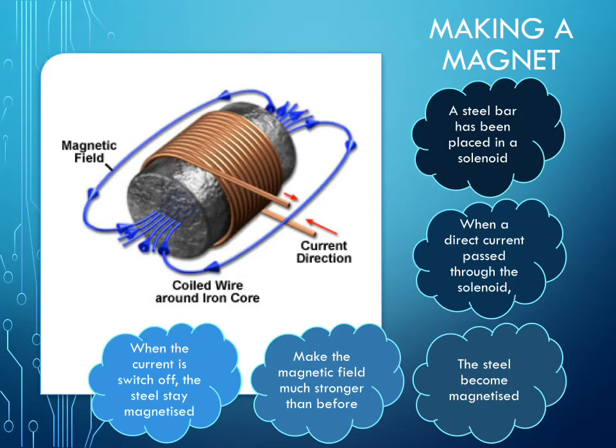So there are many methods of making a magnet. Okay, so salah satu daripadanya yang kita dah belajar, hammering, current and so on. So now we focus on a solenoid and current. Okay, so first step, a steel bar is placed in a solenoid. Okay, so when a current passes through the solenoid, so maksudnya ada current dalam solenoid, the steel becomes magnetized. So it makes the magnetic field much stronger than before. So when the current is switched off, the steel stays magnetized. Sebab apa? Sebab steel is hard to magnetize but hard to demagnetize. So that's why dia punya magnetization dia tu stay.